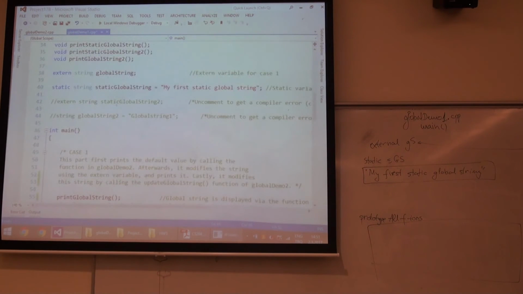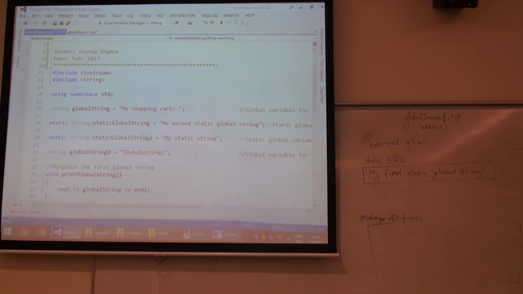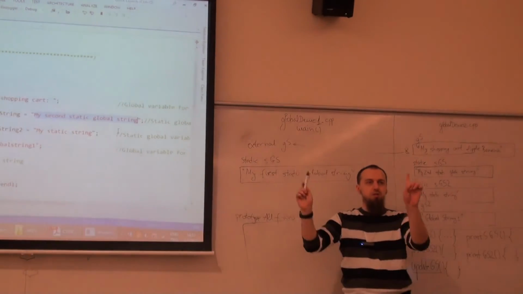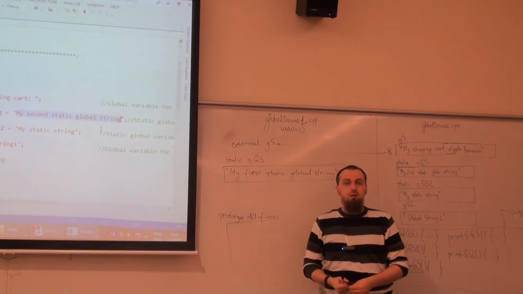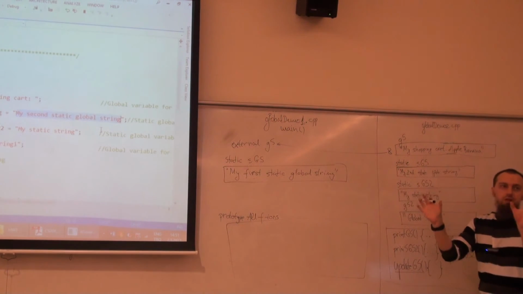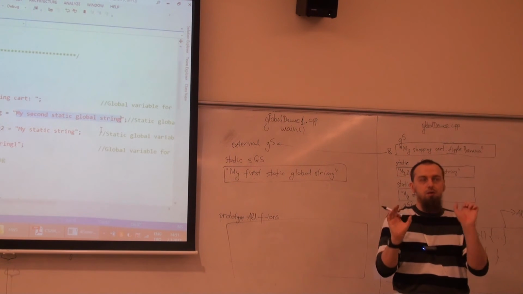Okay. Here we have a static global string in globalDemo1, which is called my first static global string. In globalDemo2, we also have a variable with the same name, which is called my second global string. But the interesting part is that both are static and both have the same name. But are they the same variables? They're not the same variables. That's why we have written them in different boxes. Okay? They're not the same variables.